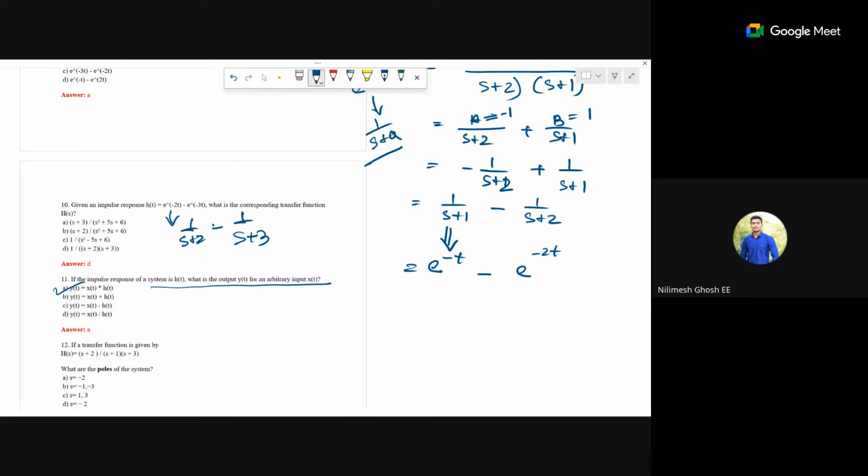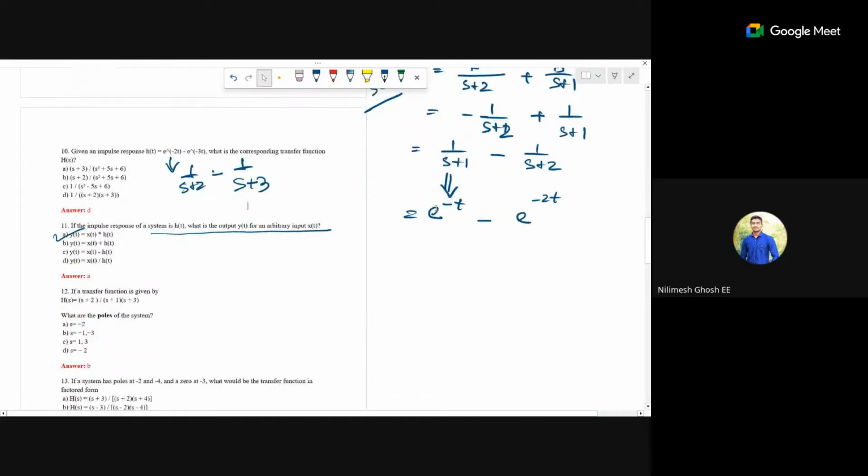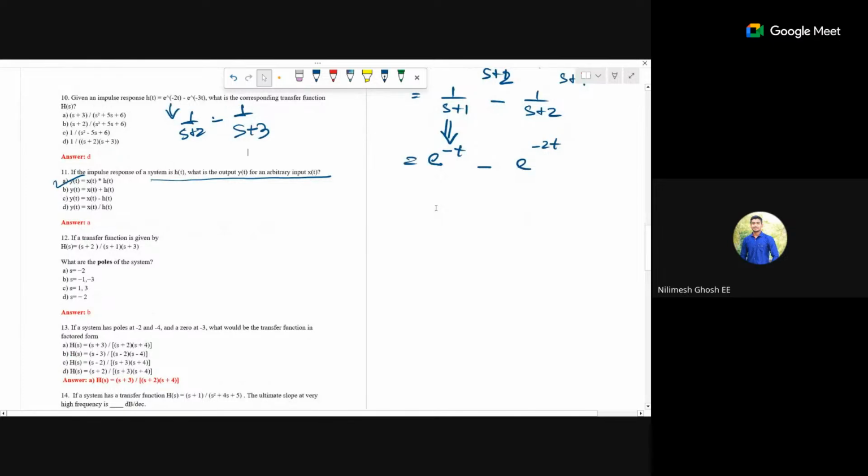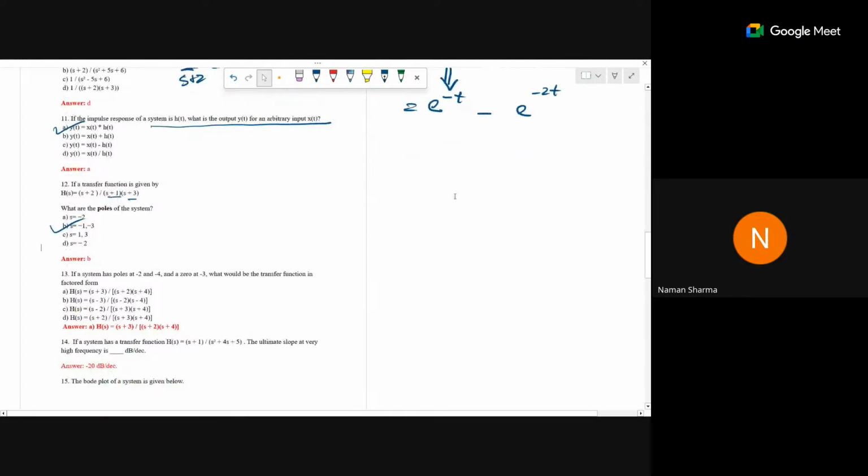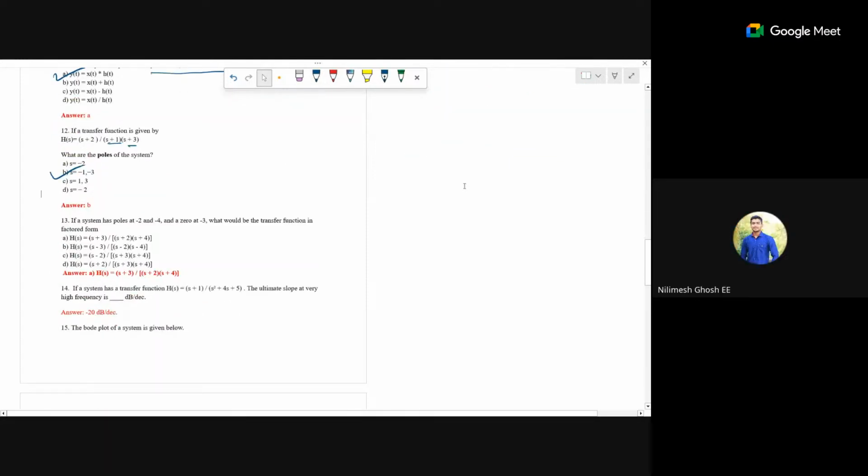We can take the LCM of (s+2) and (s+3), and then solve it; simple mathematical calculations are there. Here -2 and -3 will be the poles. So this will be our answer. D would be the answer. This is also a simple question.